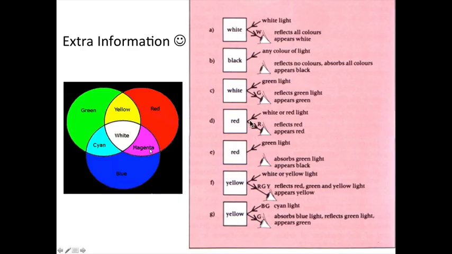If you want extra information, this is actually quite interesting, but it can be very complicated. You can look through this and see whether you can understand. If not, I think it is fine. Just jot down your questions, come to class, and we will go through it.